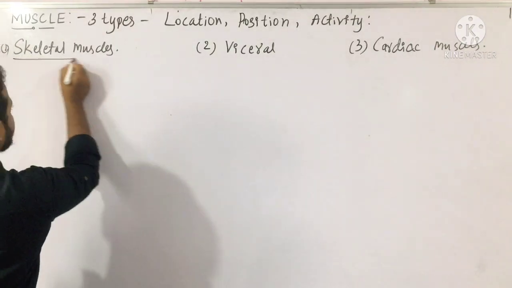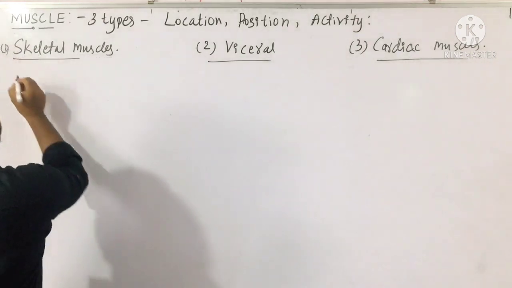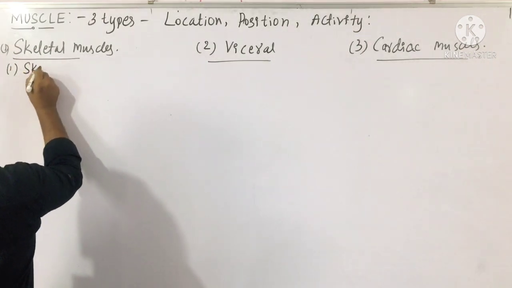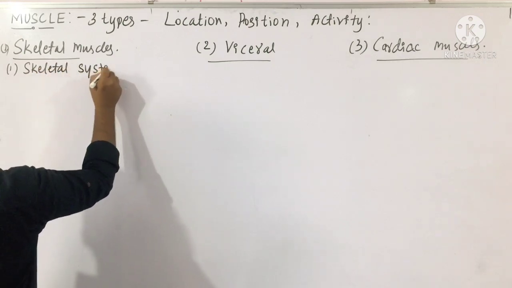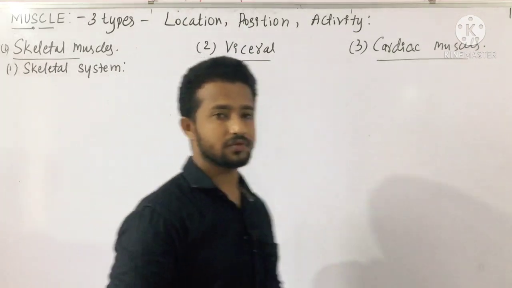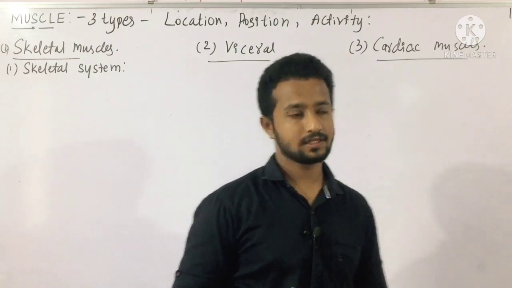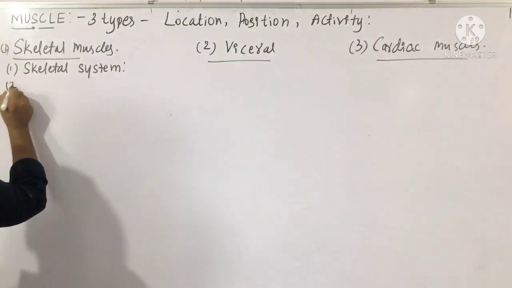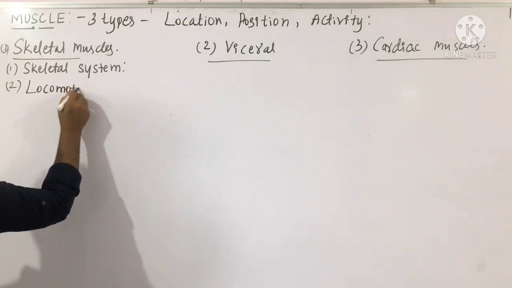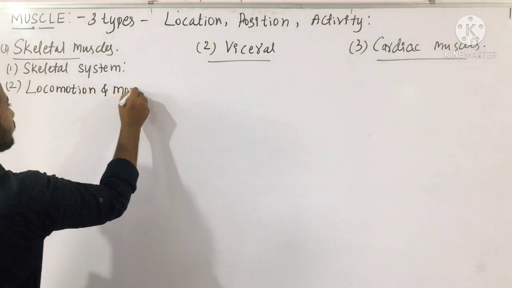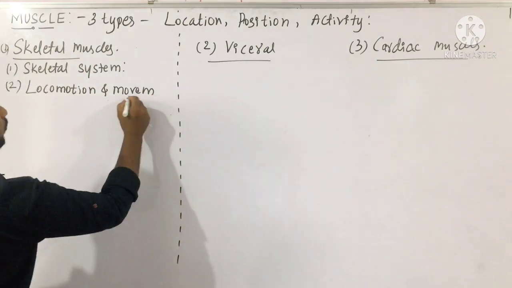These are the three types of muscular tissues present in the human body. Let us go into detail with the structure of the skeletal, visceral and cardiac muscles one by one. The first one, skeletal muscles, are attached to the skeletal system. Wherever the skeletal system is present in our body, the muscles attached to it are called skeletal muscles. Their primary function is locomotion and movement.